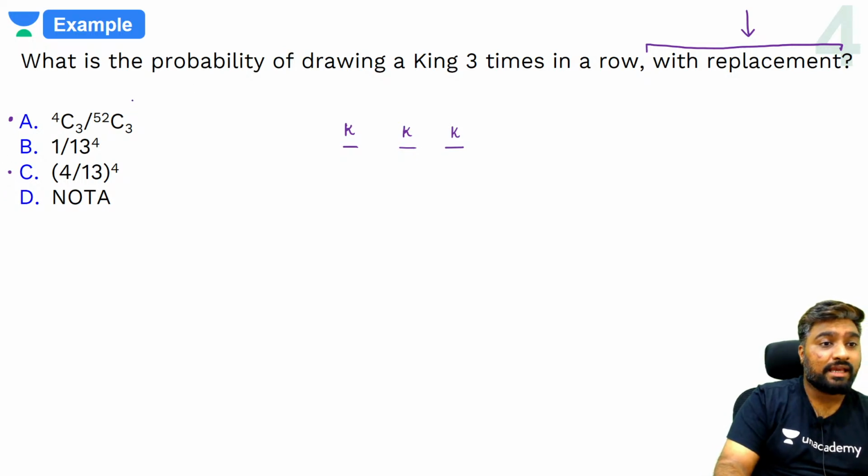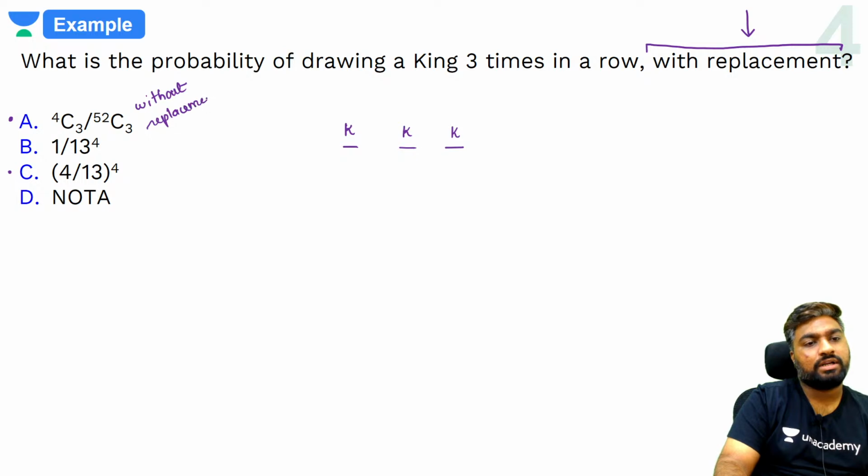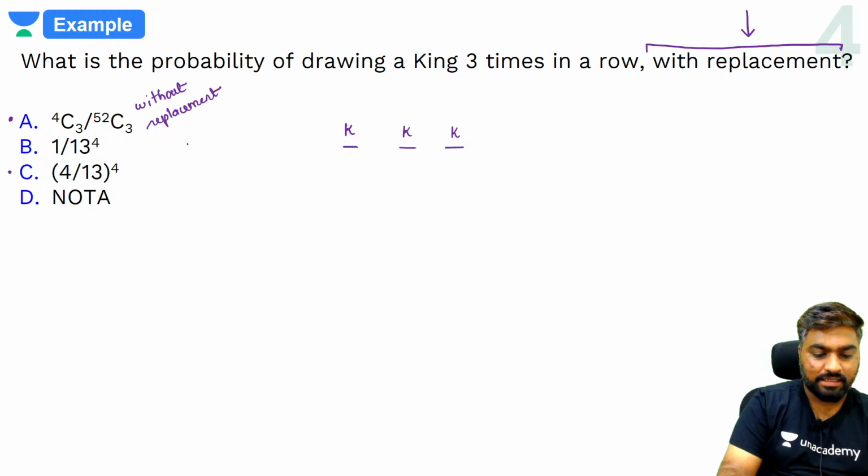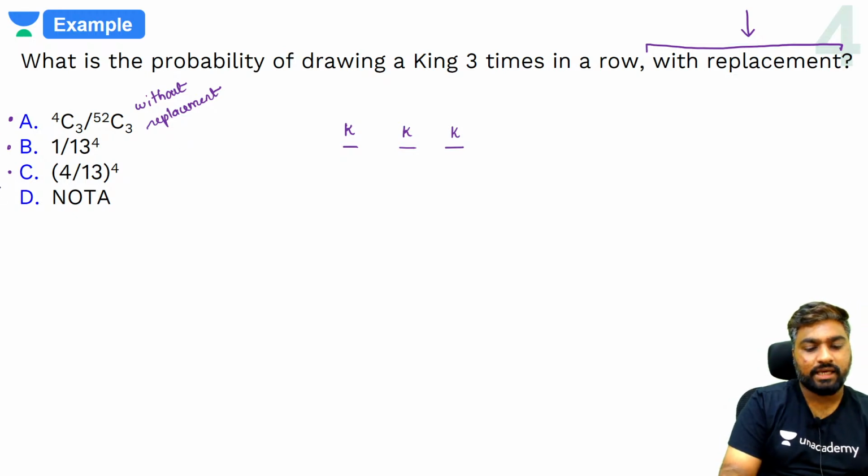Guys, please keep in mind it is not with replacement. Option A will only happen if it is without replacement. Lekhna is saying B, 1 by 13 power 4. Okay. Meher says D.